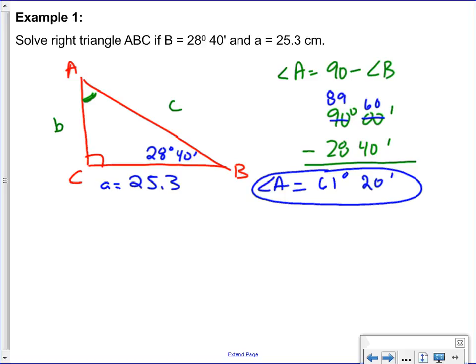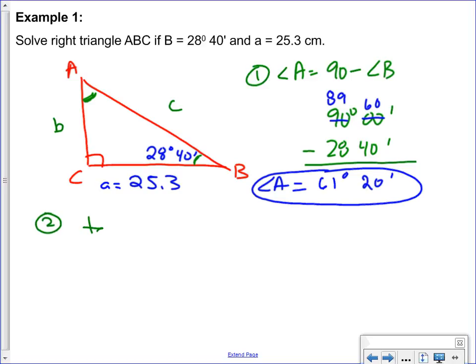Now one of the sides. Let's just go in alphabetical order. Let's look for side b. To find side b, we're given this angle right here and this side. From this angle, b is opposite over adjacent. So that's tangent. Very good. So this is step 1. Step 2.